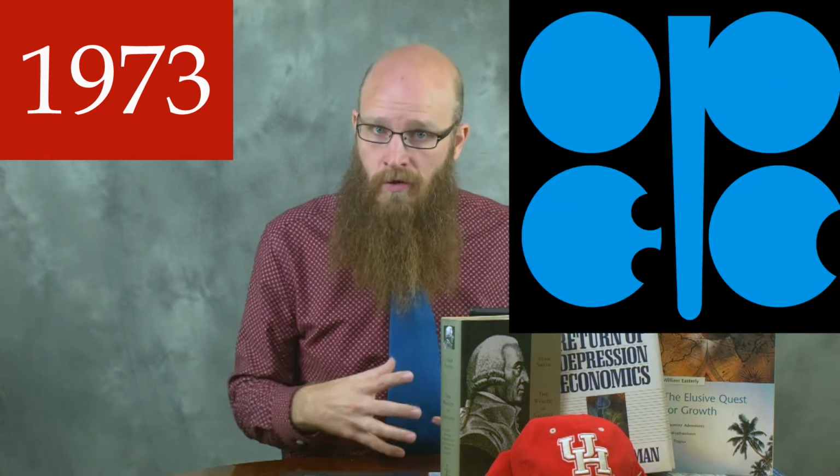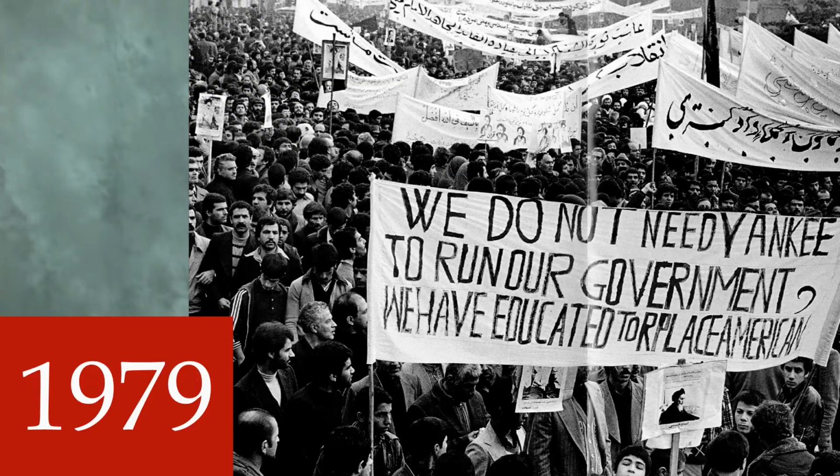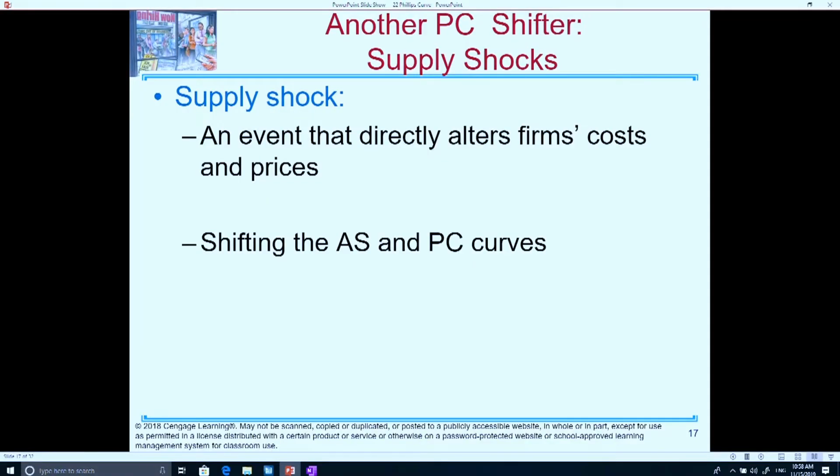In 1973, we had the first of two oil shocks in that decade. In 1973, OPEC restricted production and increased the price of oil dramatically. In 1979, we had the Iranian Revolution, which dramatically decreased the supply of oil, also putting upward pressure on the price of oil. This affected our economy via the supply curve. So the short-run aggregate supply curve is going to shift because now firms are less profitable than they used to be. This will shift the aggregate supply curve, and it shifts the Phillips curve.